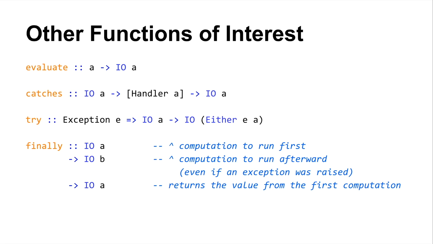Catches, unlike catch, allows you to install exception handlers for very specific exception types. So catch is a little coarse grain. With catches, you provide some enumeration of handlers that will work on different types of exceptions. Try, given an I/O computation that when run will produce an A, gives you back an I/O computation that when run will produce a Left if running that I/O computation resulted in an exception, or a Right A, a value of type A, if not. And then finally does what finally does in other programming languages. But this is all built with functions.